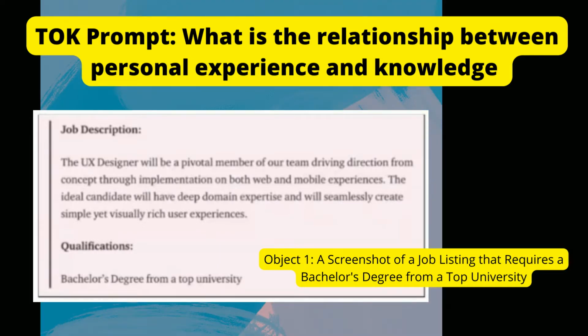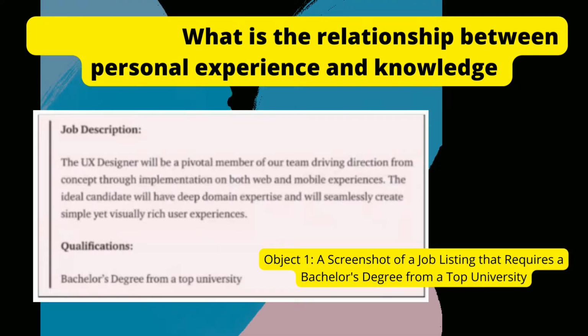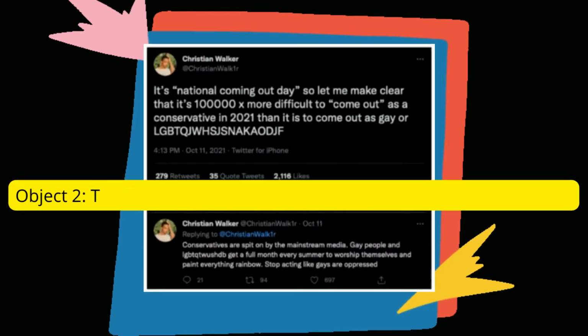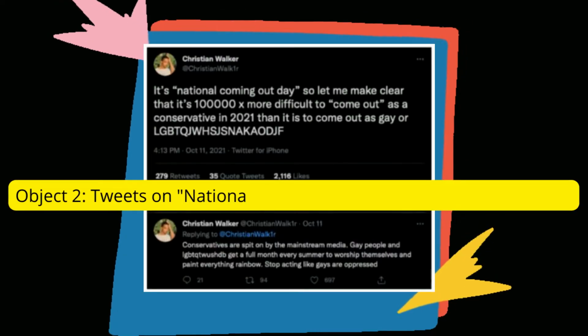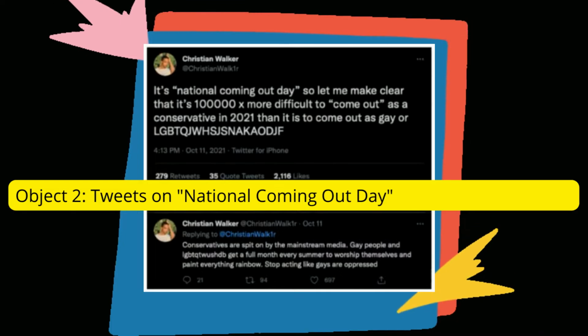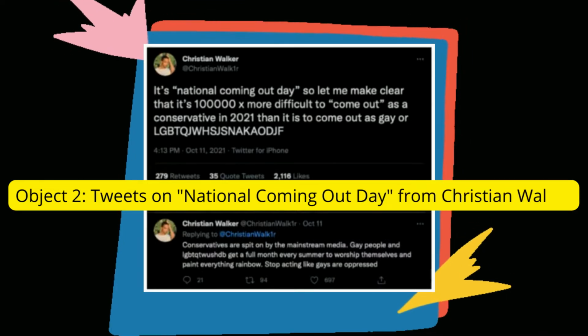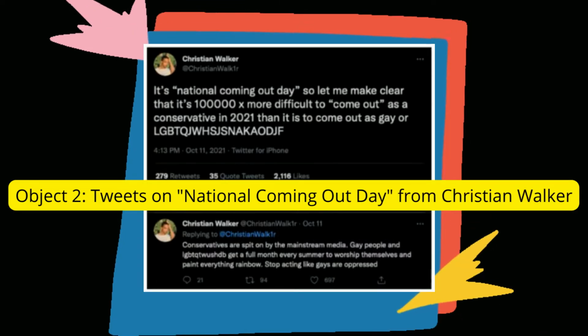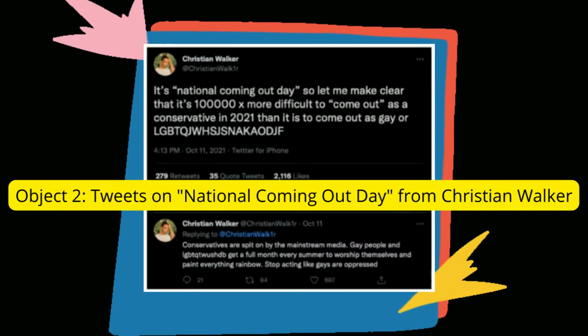Honestly, a job posting was probably the last thing I expected to include, but I ended up loving the way it fit with my prompt. Next, I had this tweet from Christian Walker, and this tweet was literally just something I came across because it blew up online. I was confused on whether I'd be allowed to include this in my exhibition because adding something that I saw on social media didn't feel super IB.